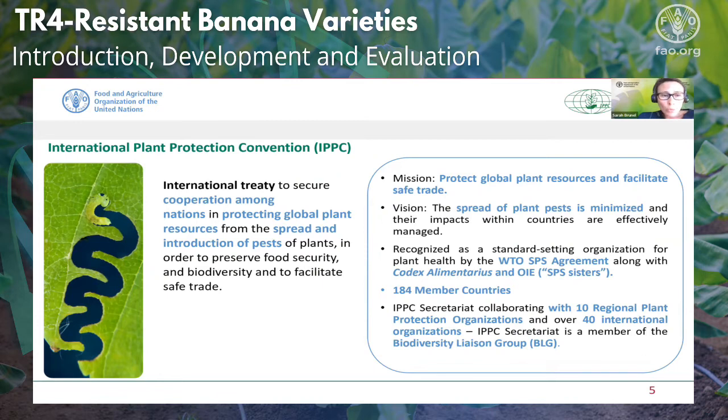So indeed, we are very well placed to be working on TR4, as this is considered a quarantine pest in many countries of the world, as the IPPC is the sole international treaty to secure cooperation among nations in protecting global plant resources. There are to date 184 members, and the IPPC has two sister organizations, which are the Codex Alimentarius and the OIE, or International Animal Health Organization. We work globally hand in hand with 10 regional plant protection organizations and over 40 international organizations. And in the LAC region, you already have five RPPOs, you have a lot of RPPOs, so you're used to coordination. Next slide, please.